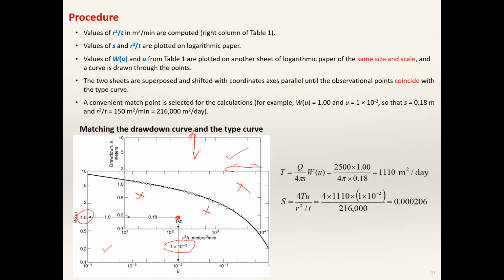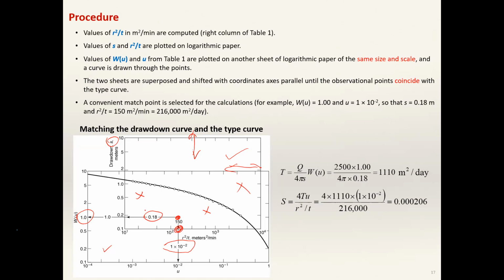I also find the corresponding R squared over T value here. That is 150 according to this match. And my drawdown S is equal to 0.18. That's it. I read these numbers from the graph based on my selected point and substitute into the equation.